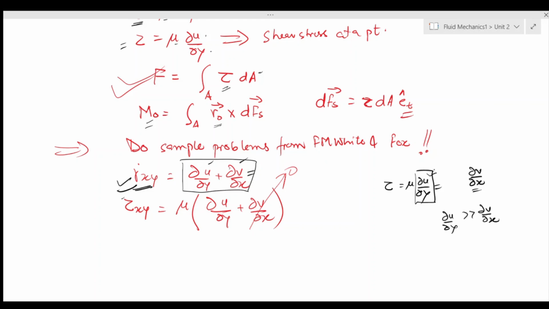I would recommend that you look at sample problems from both F.M. White and Fox books. That would give you good practice, and after that you can go to unsolved problems and tackle them.